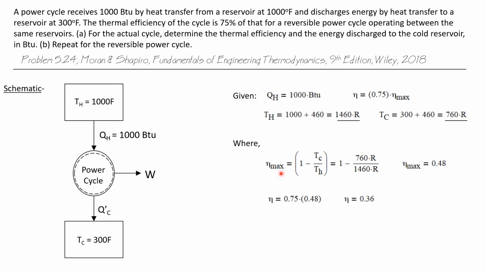So we know that the maximum theoretical efficiency of a power cycle depends only on the temperatures of the reservoirs. So we have 1 minus Tc over Th, and we can calculate that the maximum theoretical efficiency of this power cycle is 48%. But the actual power cycle operates at 75% of that, so the actual efficiency is 36%.